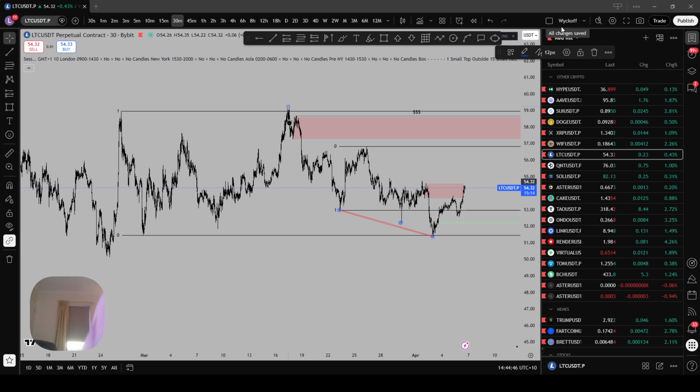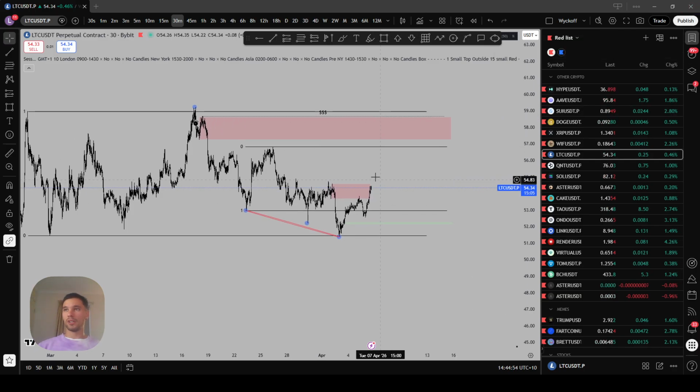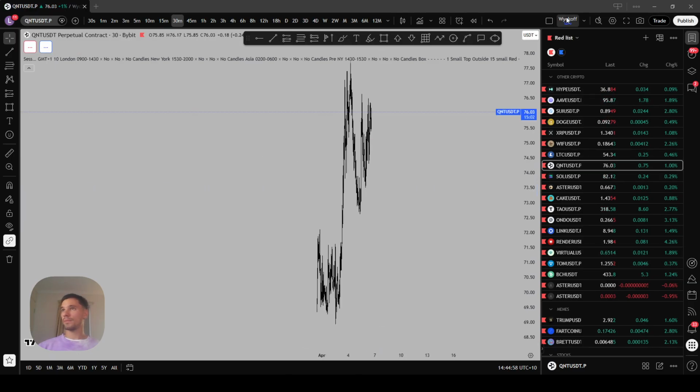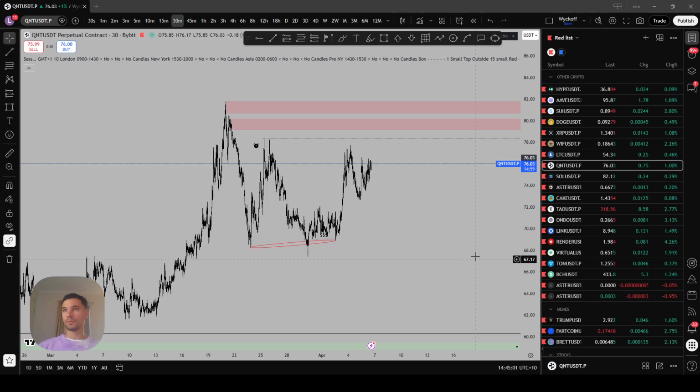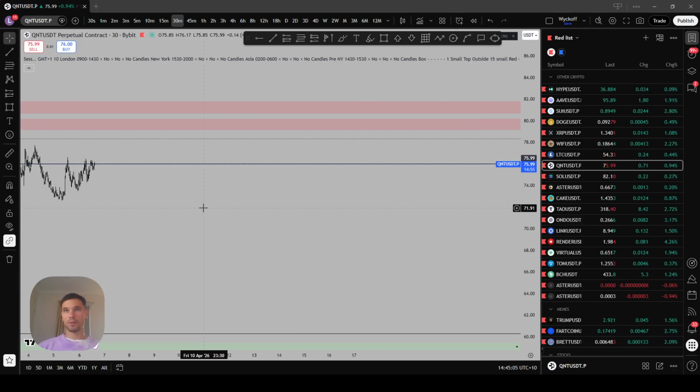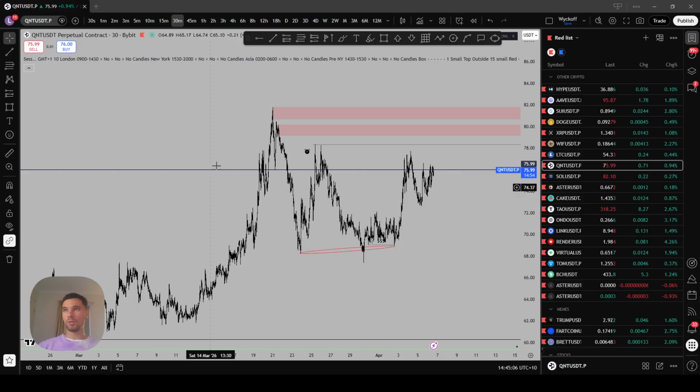But yeah, pretty awkward position to trade. Like you're literally around EQ of this range. I would just leave it. Quant. Not much happening here.